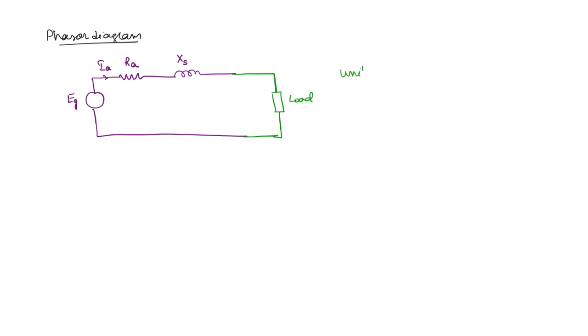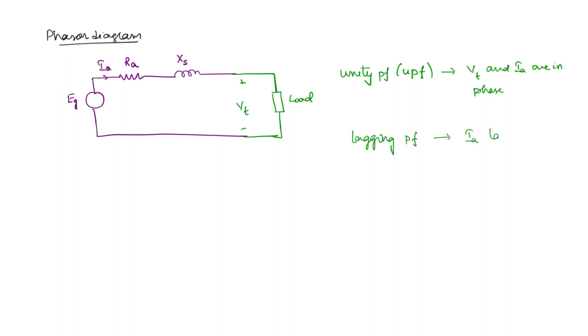What is meant by unity power factor? This is also called UPF, abbreviated as UPF. This means that the terminal voltage Vt and the armature current will be in phase. Vt and Ia are in phase. That is when we call it unity power factor. What is meant by lagging power factor? When the current Ia lags the terminal voltage Vt. And what is leading power factor?